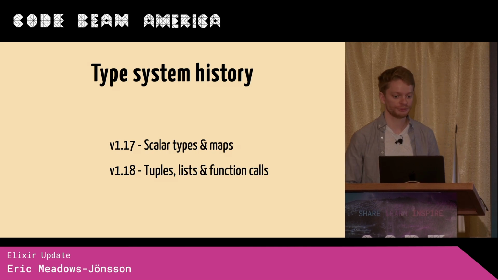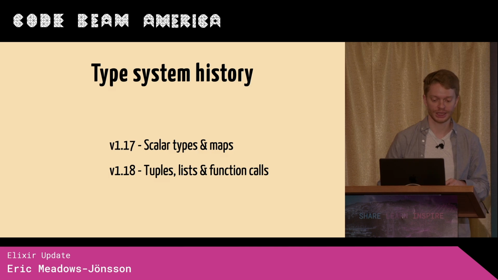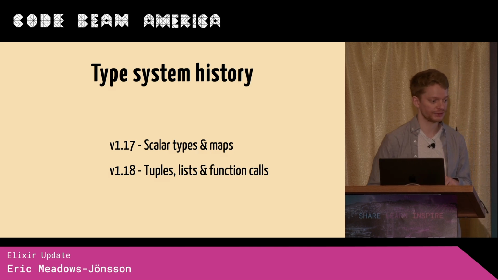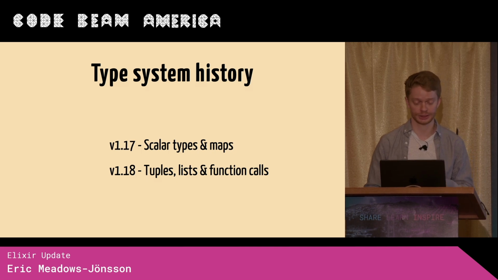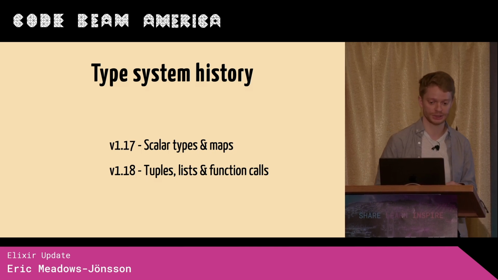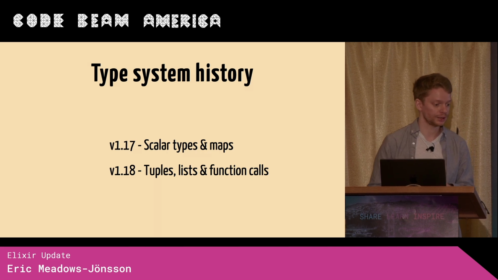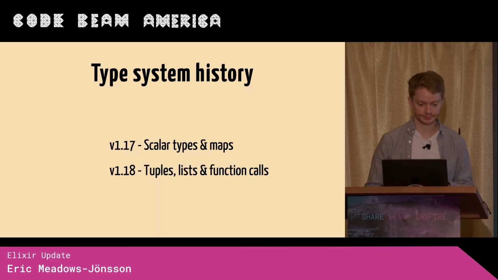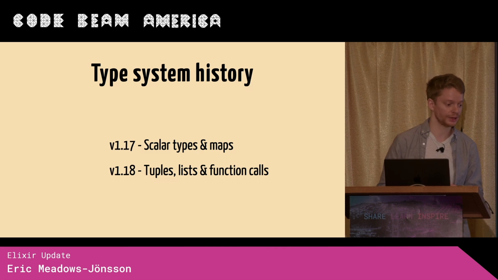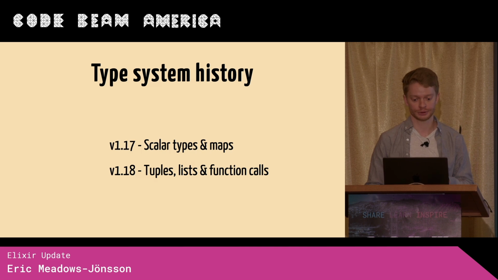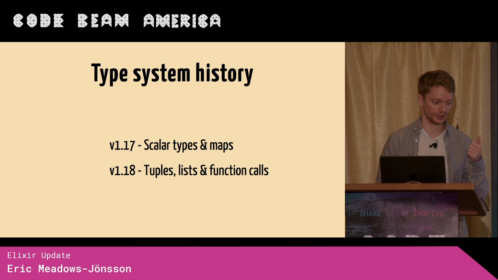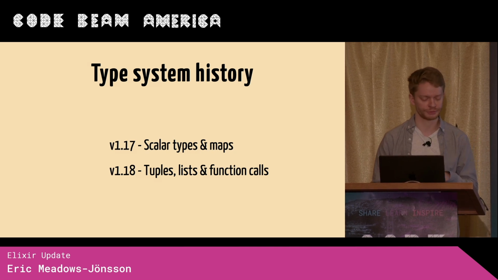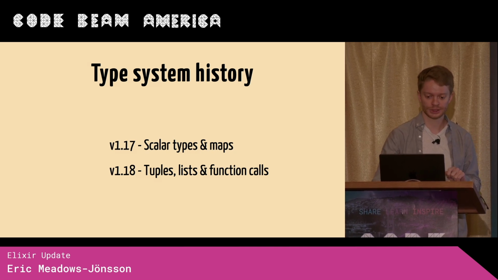So a quick recap of what we have with the type system in the language so far. In 1.17, we introduced scalar types, or basic types such as binaries, numbers, atoms, and so on. We also added a complex type with maps. And in 1.18, we added to this with the inference of tuples and lists. We could also check function calls. And we had inference of patterns as well. So that's what we have so far.